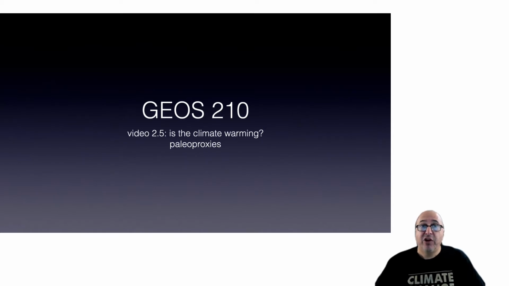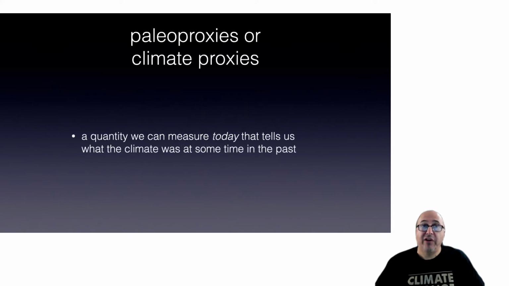For this, we need something we can measure today that tells us what the climate was at some point in the past. We call these climate proxies or paleoproxies. An ice core is a good example.